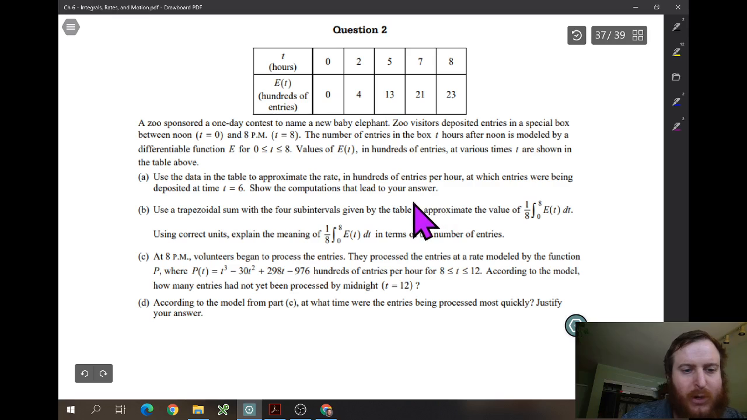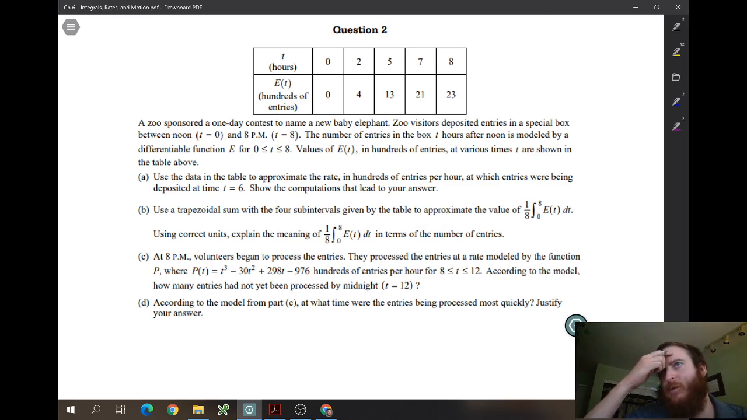You do a trapezoidal sum. But then C and D are a little bit trickier, so we'll go over those. Those are the ones I want to look at. So C says at 8 p.m., when volunteers begin to process the entries, they use this function P of t equals t cubed minus 30t squared plus 298t minus 976 hundreds of entries per hour. According to this model, how many entries have not been processed at midnight?